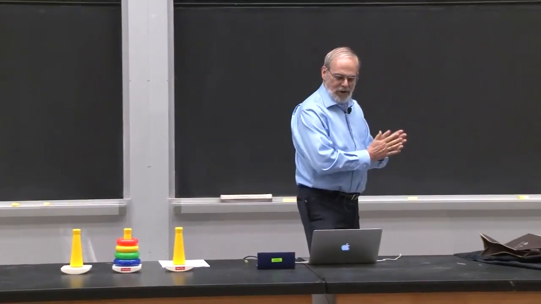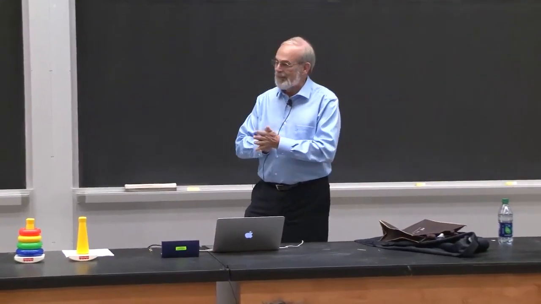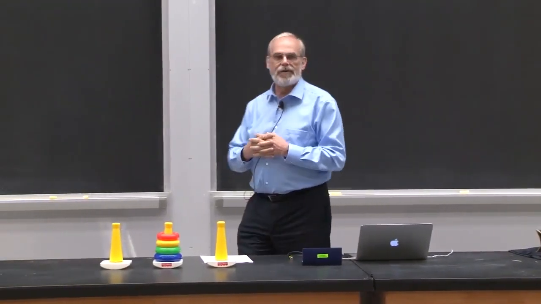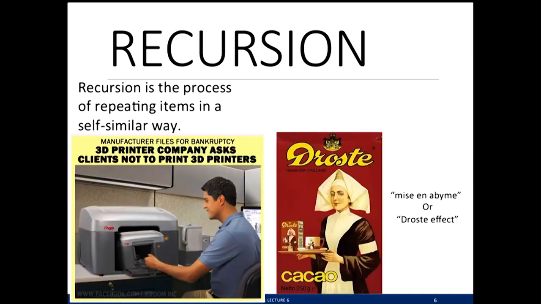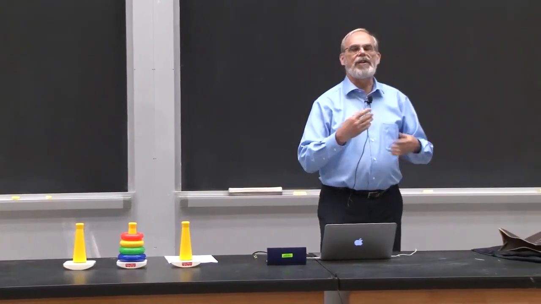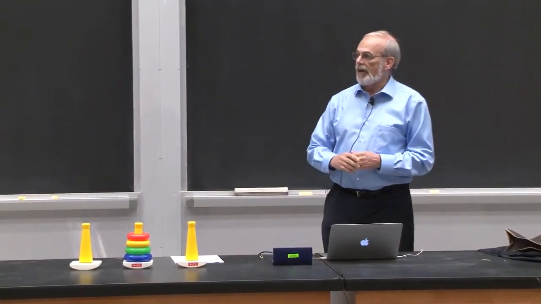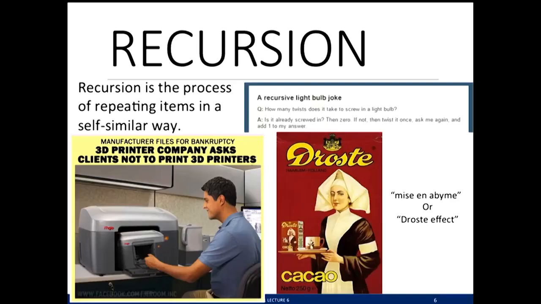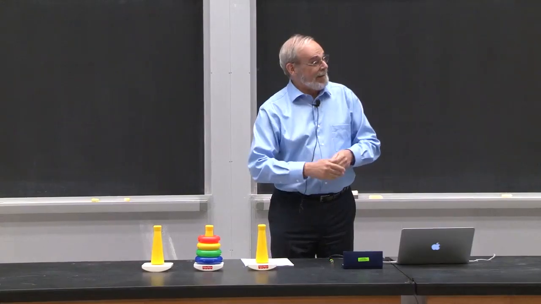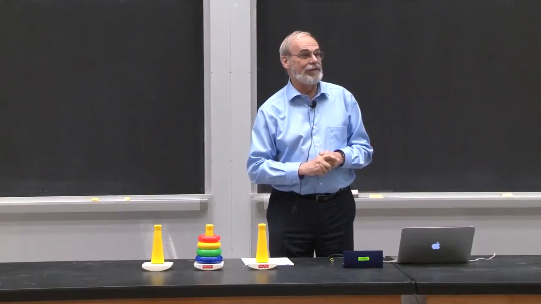Or one that's a little more common, it's actually got a wonderful name, it's called mise en abîme in art, sometimes referred to as the Droste effect. Pictures that have inside them a picture of the picture, which has inside them a picture of the picture, and you get the idea. And of course, one of the things you want to think about in recursion is not to have it go on infinitely. And yes, there are even light bulb jokes about recursion. If you can't read it, it says, how many twists does it take to screw in a light bulb? And it says, if it's already screwed in, the answer is 0. Otherwise, twist it once, ask me again, add 1 to my answer. And that's actually a nice description of recursion.